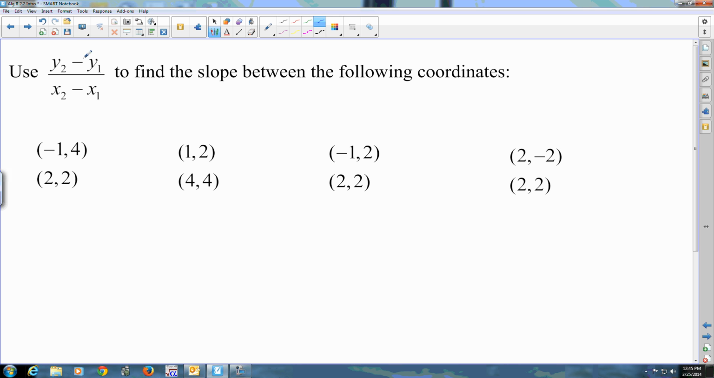All right, this is the formal definition for slope. It's the difference in your y values, because y's on your graph go up and down, x's on the bottom because x's move you side to side.